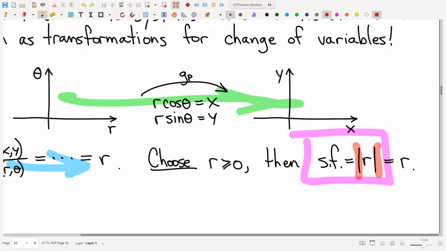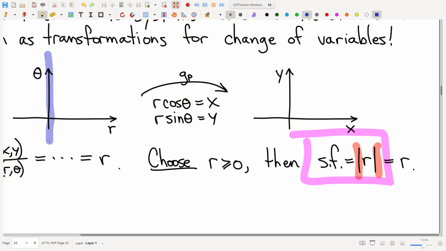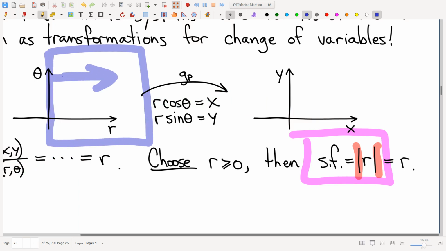Here's the move. Very reasonable choice. While we're doing change of variables, I think it would be a good choice to restrict our attention only to non-negative values of r. Just disallow the idea that you would use a negative r. Personal choice. You're not legally bound to do this, right?